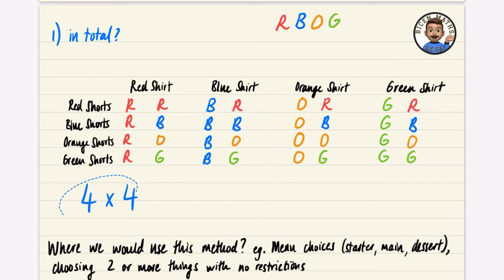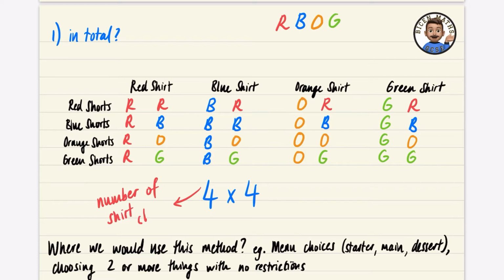I'm just going to pull this to the center of the page so I can annotate this a second. So the 4 is representing the number of shirt choices. And then the second 4 is the number of shorts choices. So if he only had, say, 3 colours of shorts, he would have 4 times 3, and he'd have 12 different combinations. And if he had 5 kinds of shirts, but only 3 kinds of shorts, it would be 5 times 3. He would have 15 that he could do.